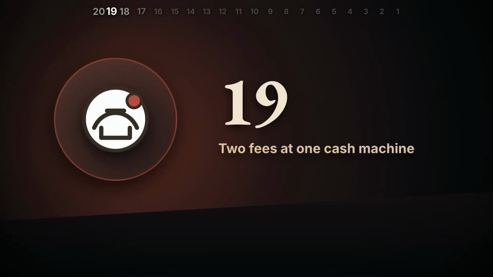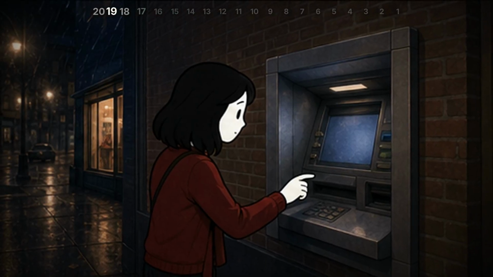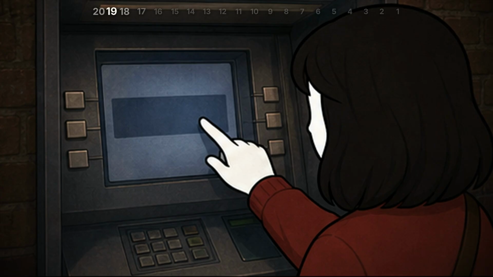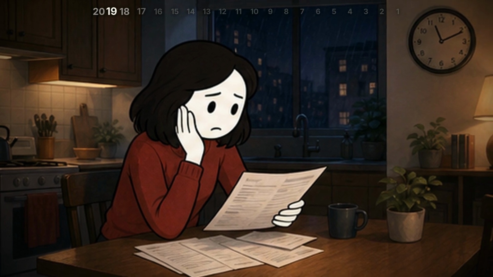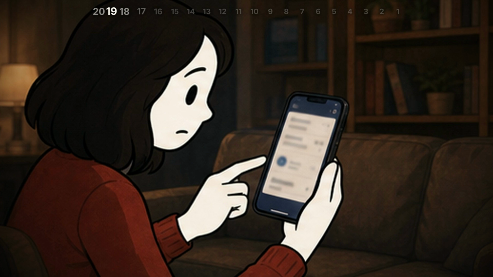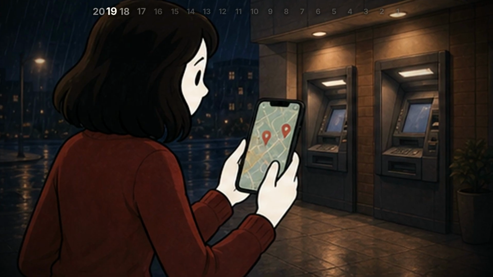Number 19. 2 fees at one cash machine. An out-of-network cash machine can collect its own fee before giving you money. Your bank may add another fee later. The screen usually shows the machine owner's charge. Your bank's charge appears on the account statement. A $5 withdrawal can therefore cost much more than $5. Your banking app can show nearby machines in its network before you press withdraw.